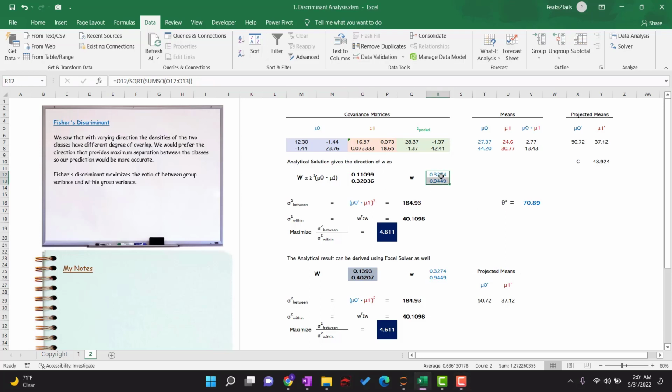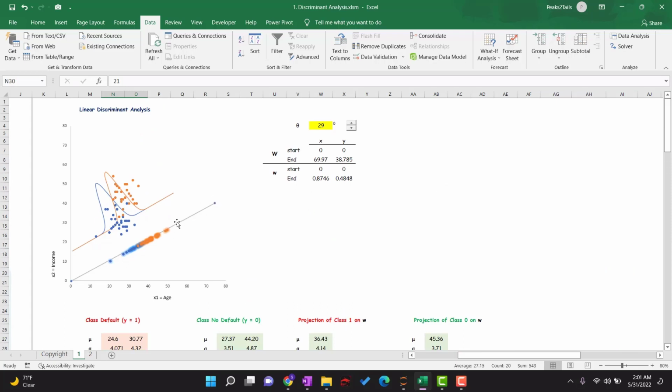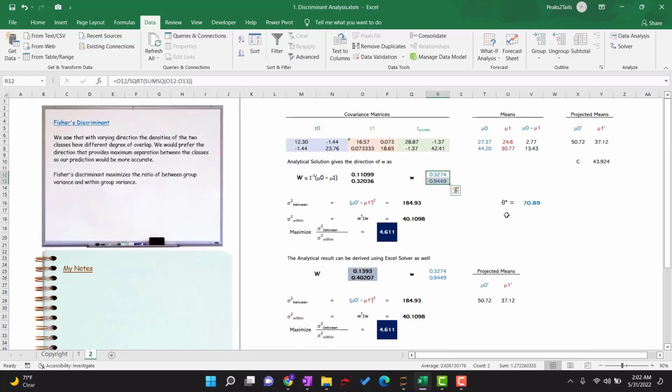Okay, so I got my W. Now W gives me the orientation of the decision boundary. So going back here, if this is W, then my decision boundary will be oriented this way. It has to be perpendicular to W. But where do I put it? Here or here or here? We said that ideally we want to put it exactly in the middle of the projected means. Correct? So we have to just find the middle of the projected means, and that is easy.